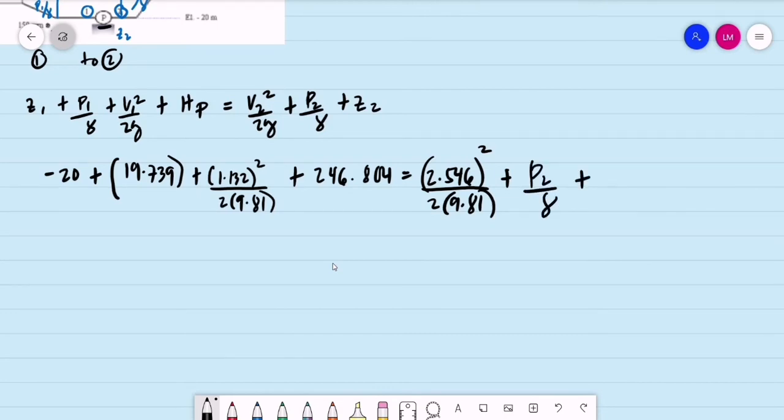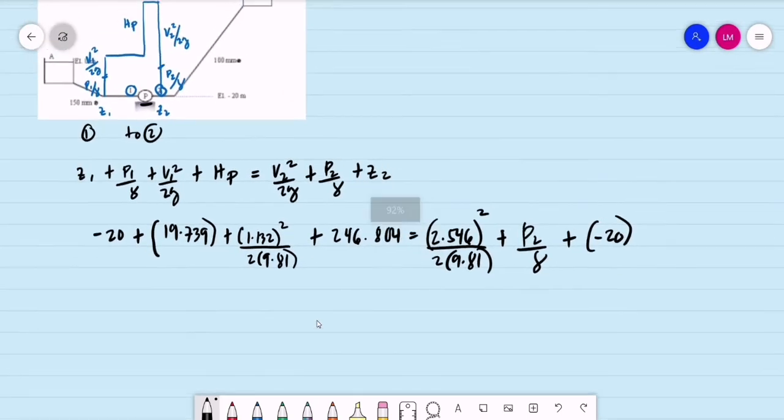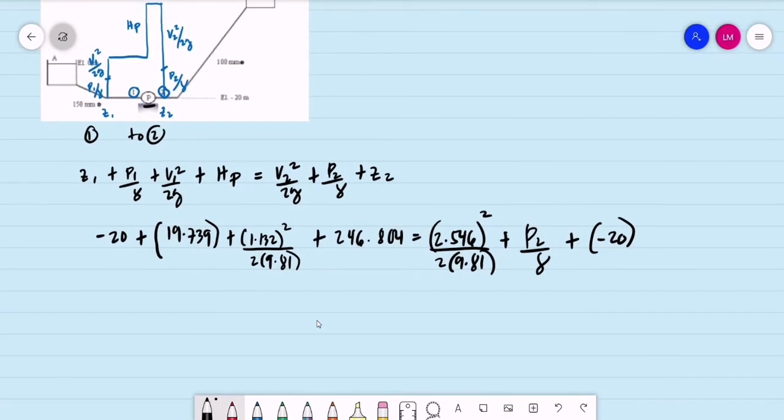Okay, plus ano yung elevation ni point 2? Pareho sila ni point 1 nasa elevation negative 20. So, since equal elevation naman pala, pwede nating tanggalin yung negative 20. Okay, so, computing for the pressure head at 2, this is the equivalent of the pressure head at 2 over gamma.